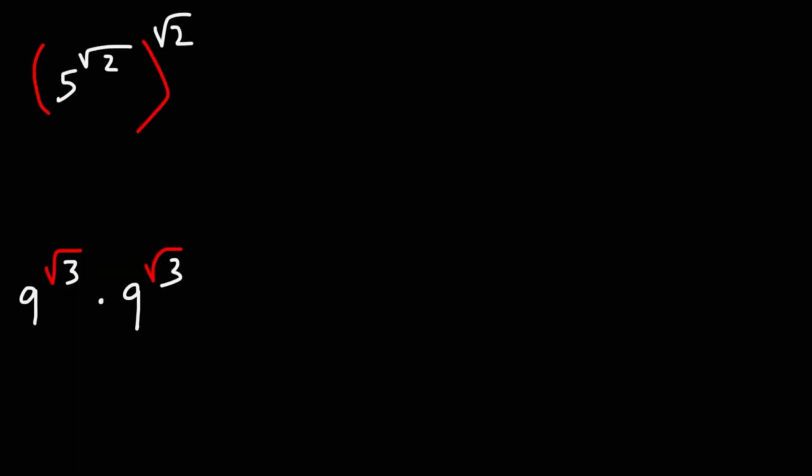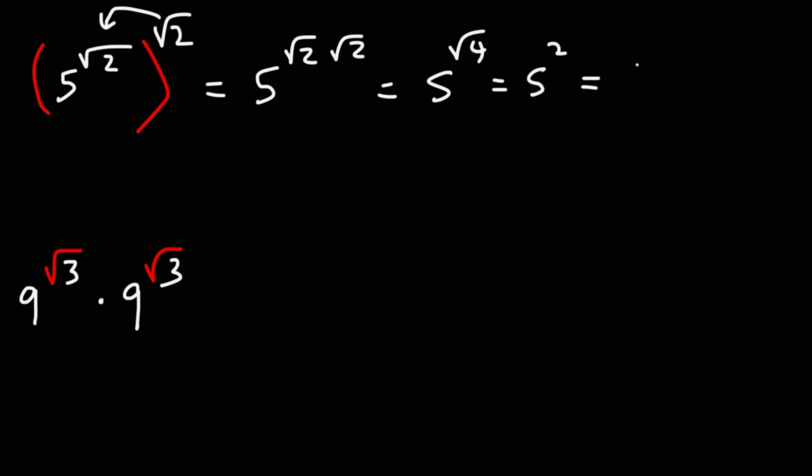Now, let's move on to the next 2 examples. What's 5 raised to the square root of 2 raised to the square root of 2? In this case, the square root of 2 applies to everything inside. In that case, we can multiply these 2 exponents. So this becomes 5 to the square root 2 times square root 2. Square root 2 times square root 2 is square root 4, and the square root of 4 is 2. 5 squared is 5 times 5, which is 25. So that's the answer for that example.